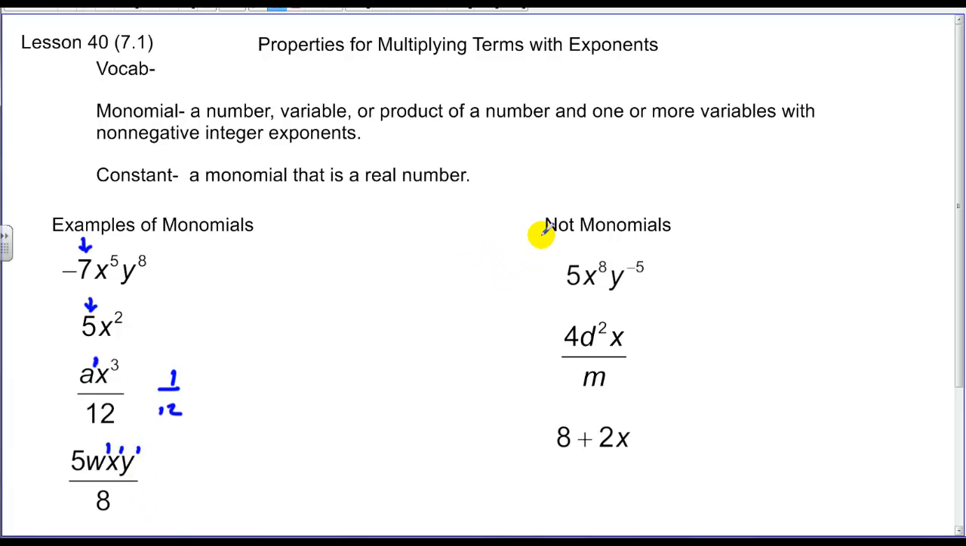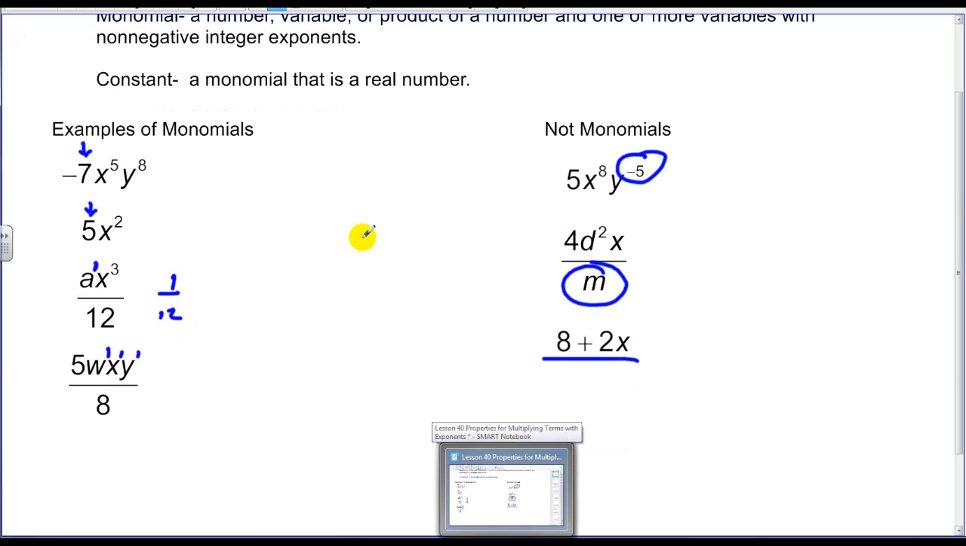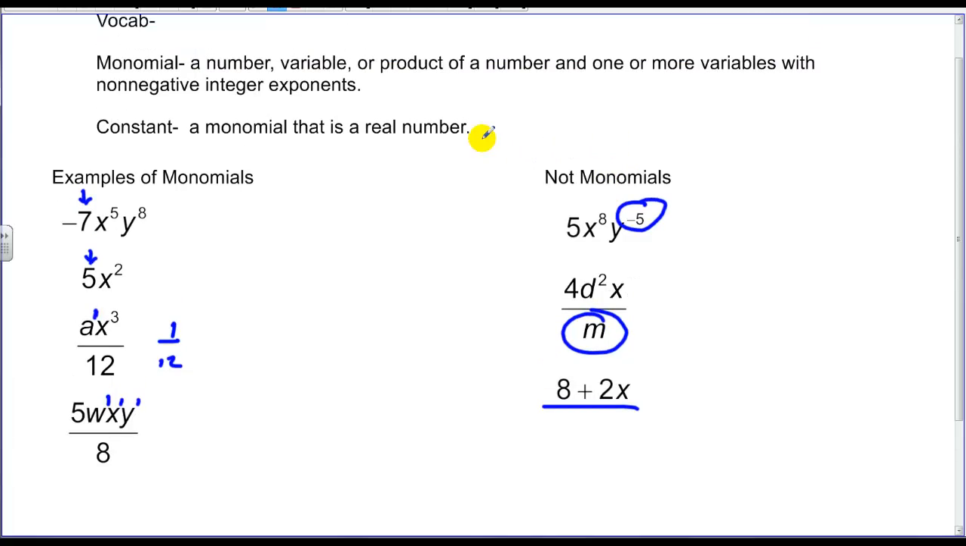Notice these are examples of terms that are not monomials. This is not a monomial because I have a -5 as my exponent. This is not a monomial because I have a variable in the denominator. This is not a monomial because there are two terms linked by addition, and it clearly states in our definition that we have to have a product of a number and one or more variables, not a sum.